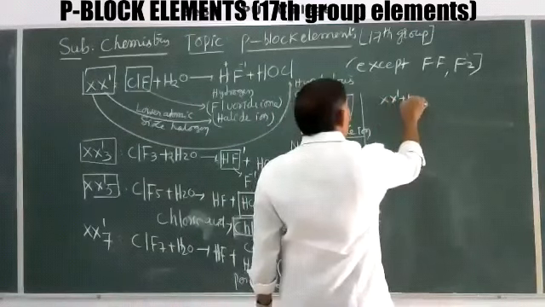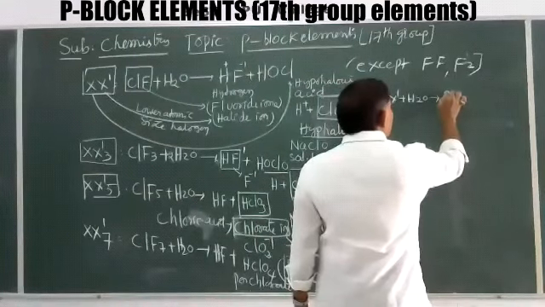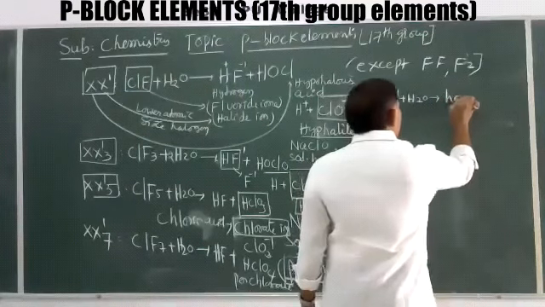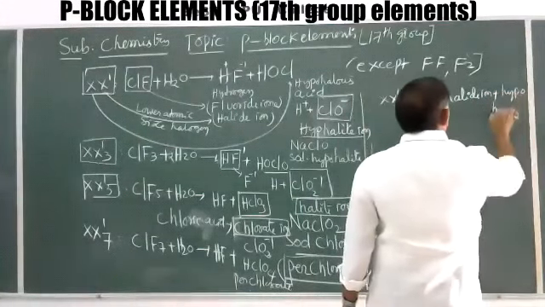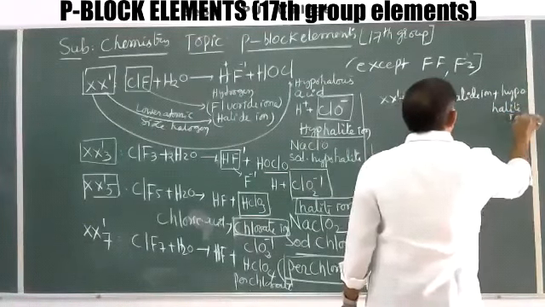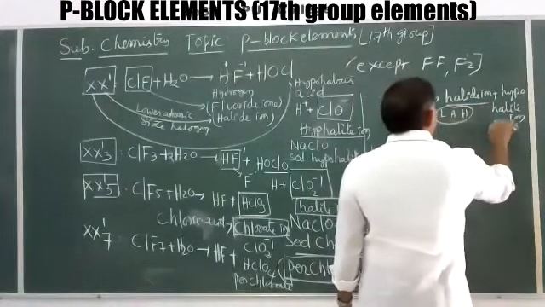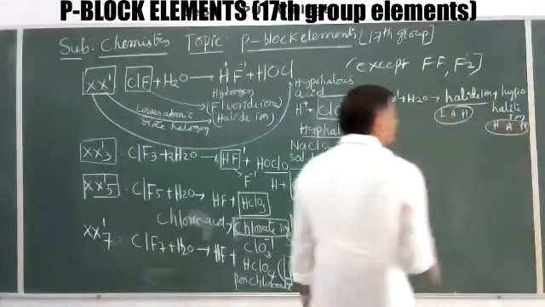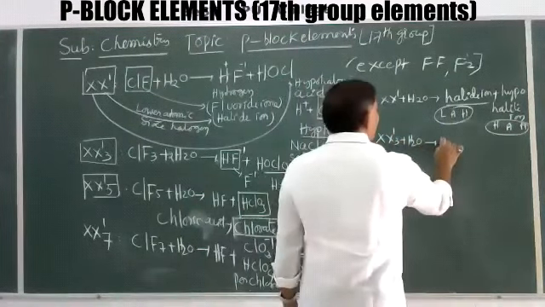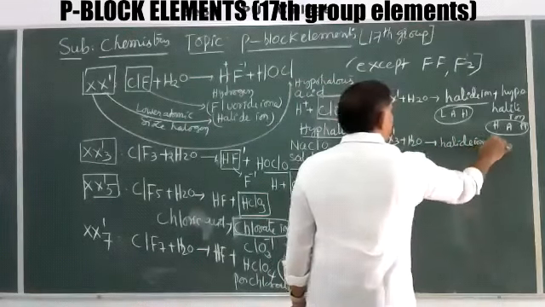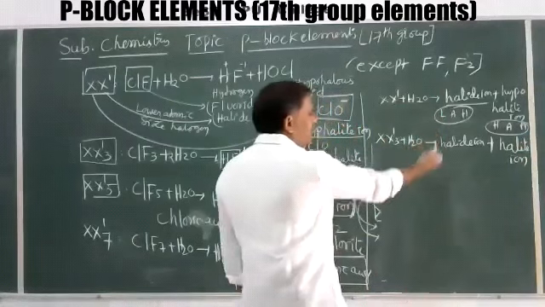X dash with water H2O gives the corresponding halide ion plus hypohalite ion. So this halide ion is the lower atomic number halogen. This is the higher atomic number halogen. Next, X dash 3 with the water, same here: halide ion plus halite ion is produced. Same, lower and higher.